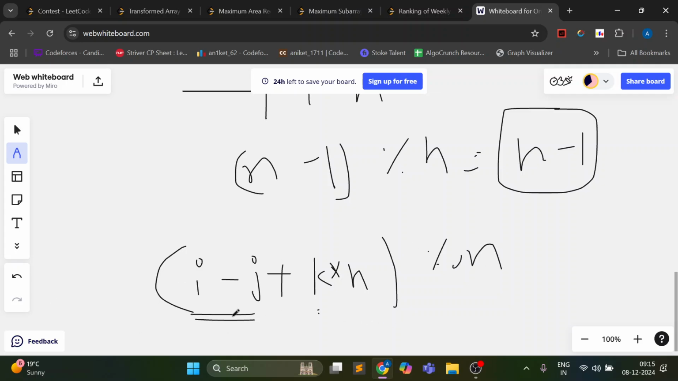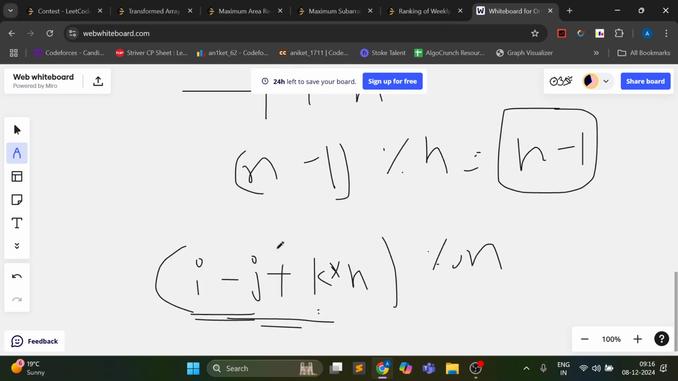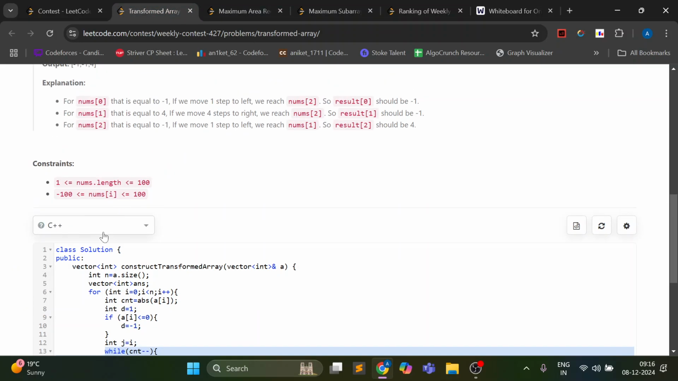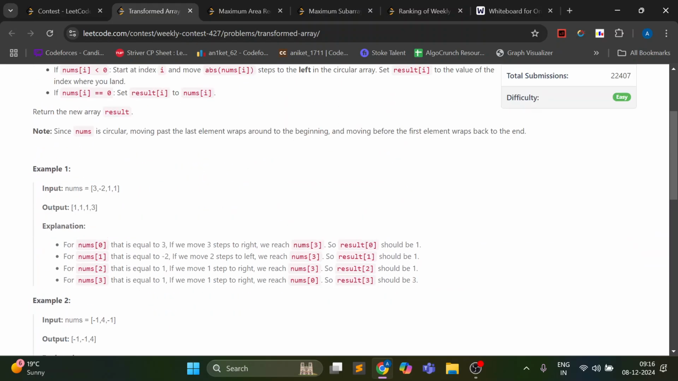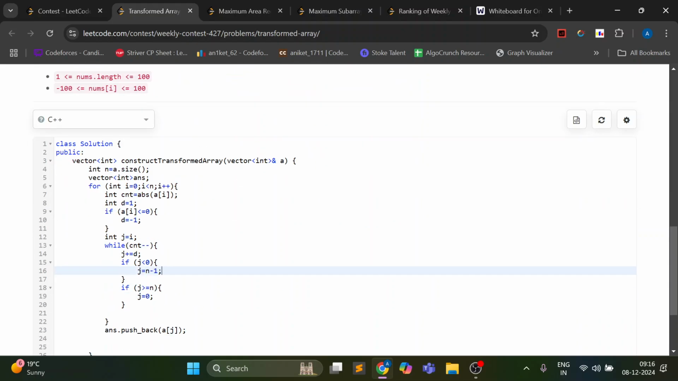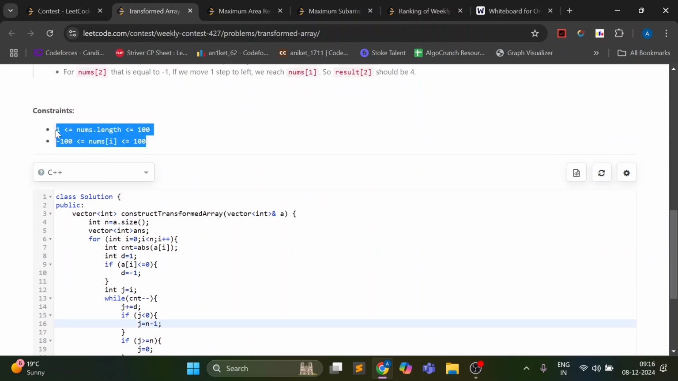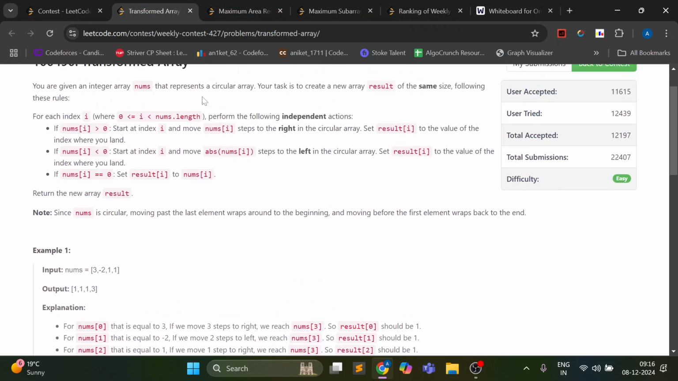So this is the case for moving towards left in a circular array, and this is the case when we are moving towards right in a circular array. So these are the two optimizations which you can do, but here the constants are very low, so brute force will also work. Whichever comes to your mind first, you should write that. So this was the first question, pretty easy.